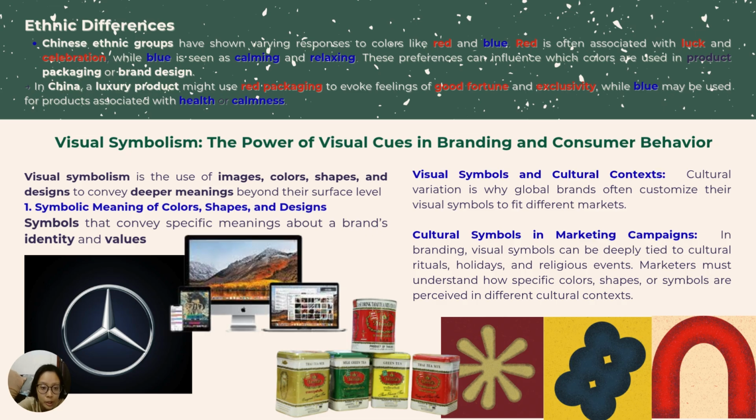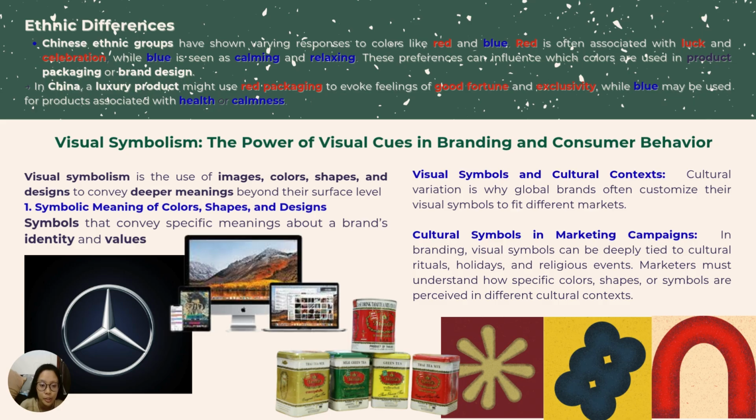For example, in China, a luxury product might use red packaging, like the moon cake, to evoke feelings of good fortune and exclusivity, while blue may be used for products associated with health or calmness. And about the visual symbolism, it is the power of visual cues in branding and consumer behavior.